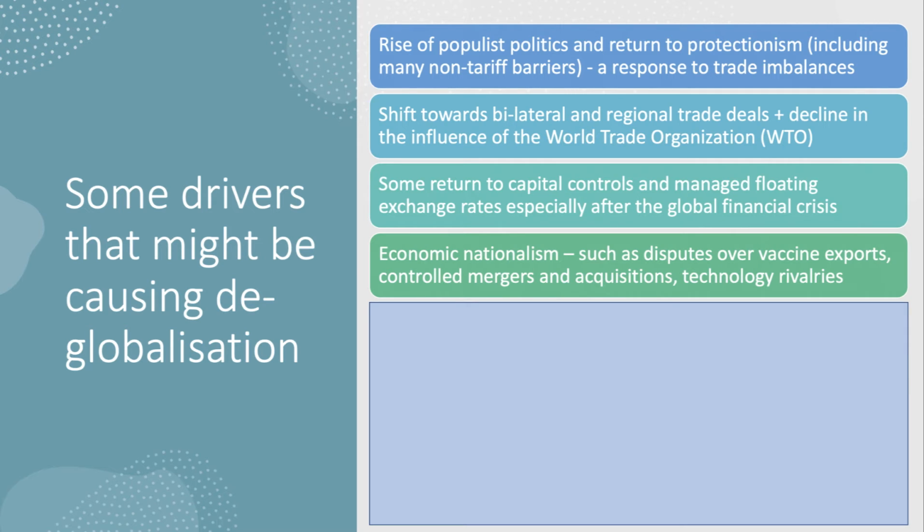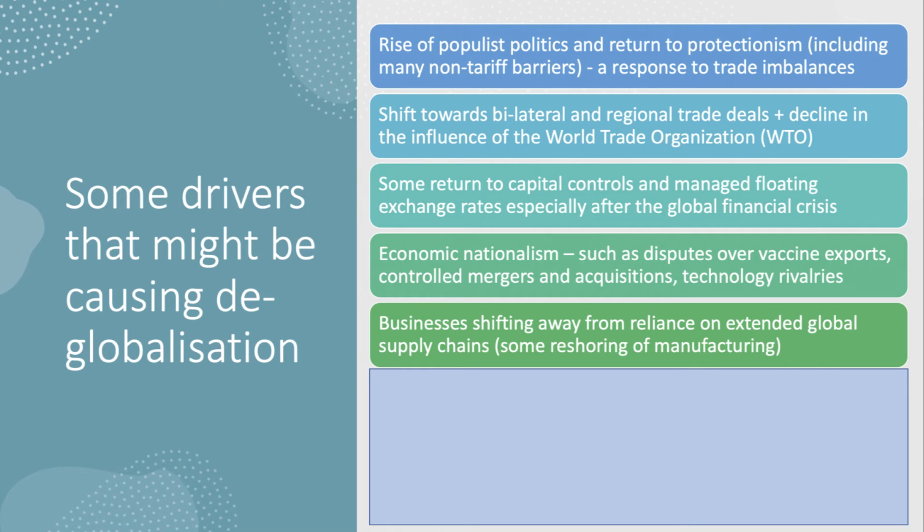Economic nationalism linked to populism has grown in many examples there. Disputes most recently over vaccine exports, including the spat between the EU and the UK. Governments exerting more control over mergers and takeovers on grounds of national interest, and growing technology rivalries. I think a really good example there would be the United States trying to reduce China's access to Western markets and technologies. Of course, the United States under Trump banned Huawei from supplying equipment for its 5G network, and sought to persuade the USA's allies to follow suit. So, a rise of nationalism.